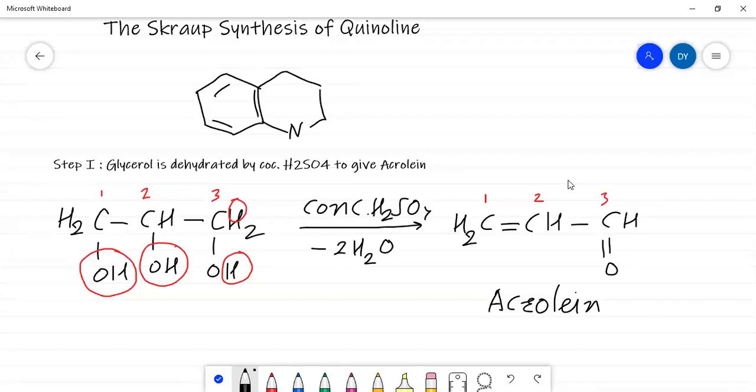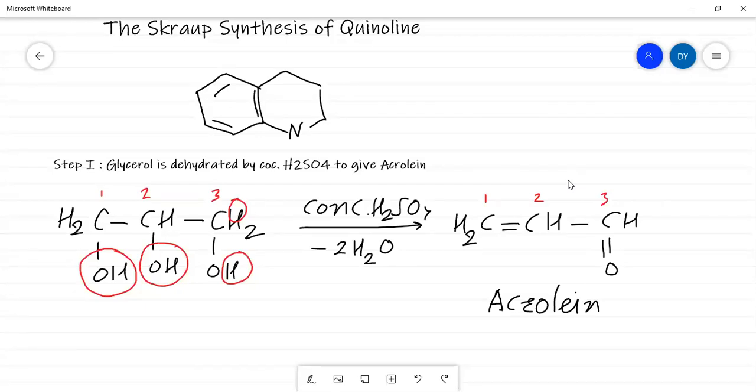I hope everyone understands this reaction. Please quickly go to your chat and tell me you understand this reaction. Please everyone go to chat. Okay, so messages are coming. Okay, so everyone understands this step. So step 1 is formation of acrolein. Now we go for step number 2.